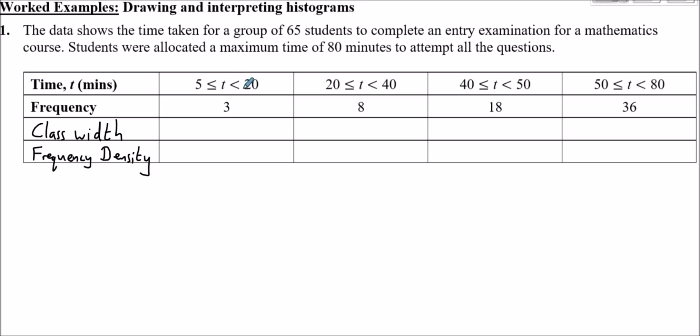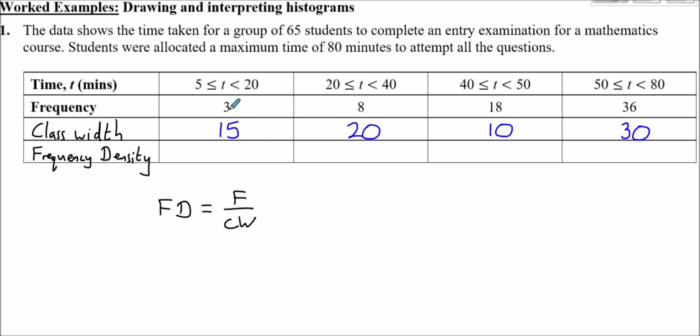So for this one, from 5 to 20, that's a class width of 15. 20 to 40 is a class width of 20. 50 take 40 is 10. 80 take 50 is 30. We then need to recall that we can work out the frequency density by doing the frequency divided by the class widths.